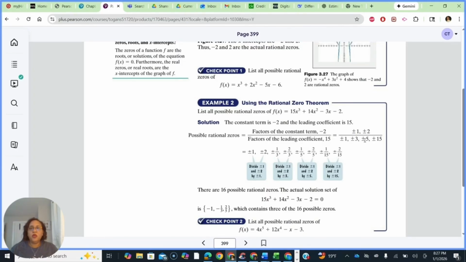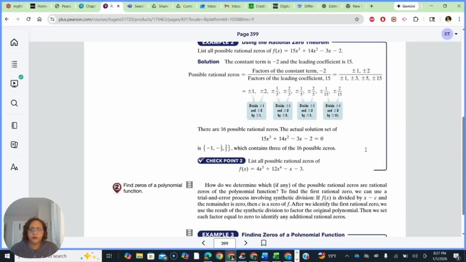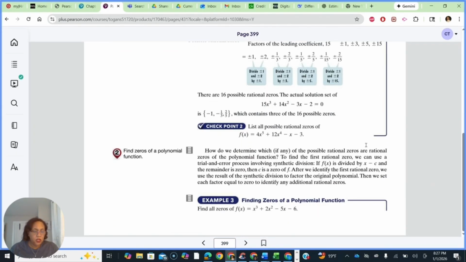And the ±1 over the 5, ±5. And the ±1 over 15. You can see they kind of skip, but just do the 2 next. So ±2 over ±1 is ±2. Then ±2 over ±3, ±2/3, and so on. Okay? So you have to list all of those. That's part B of the question. Okay? So for yours, let me go back to it.